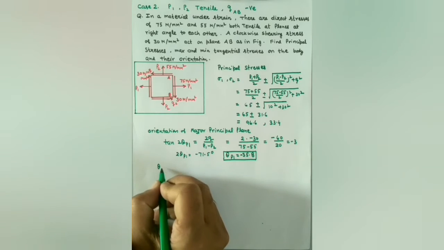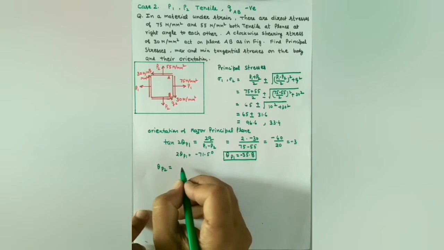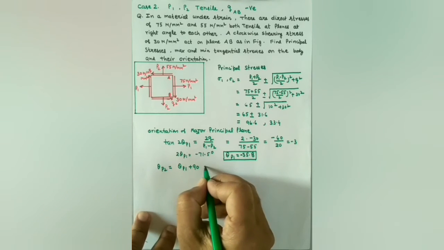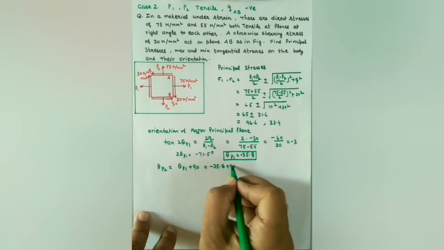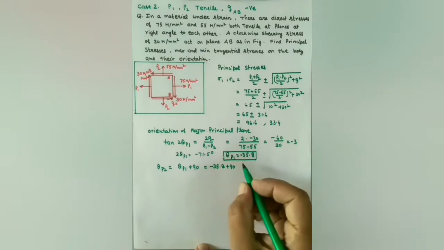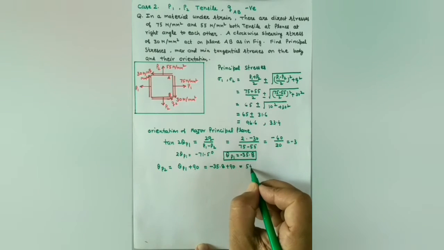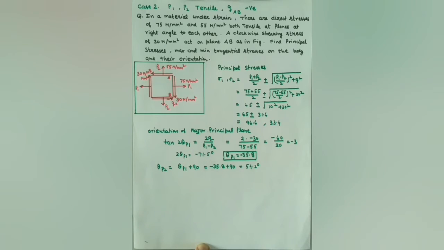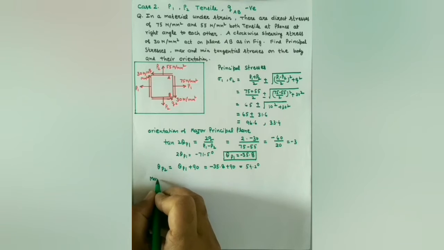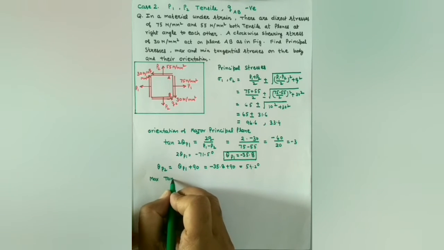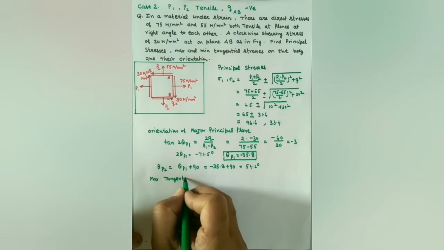Now the orientation of the minor principal plane, theta P2, will be theta P1 plus 90 degrees, since they are 90 degrees apart. So this gives a value of minus 35.8 plus 90, which equals 54.2 degrees. Since it is positive, it is measured in the anti-clockwise direction.